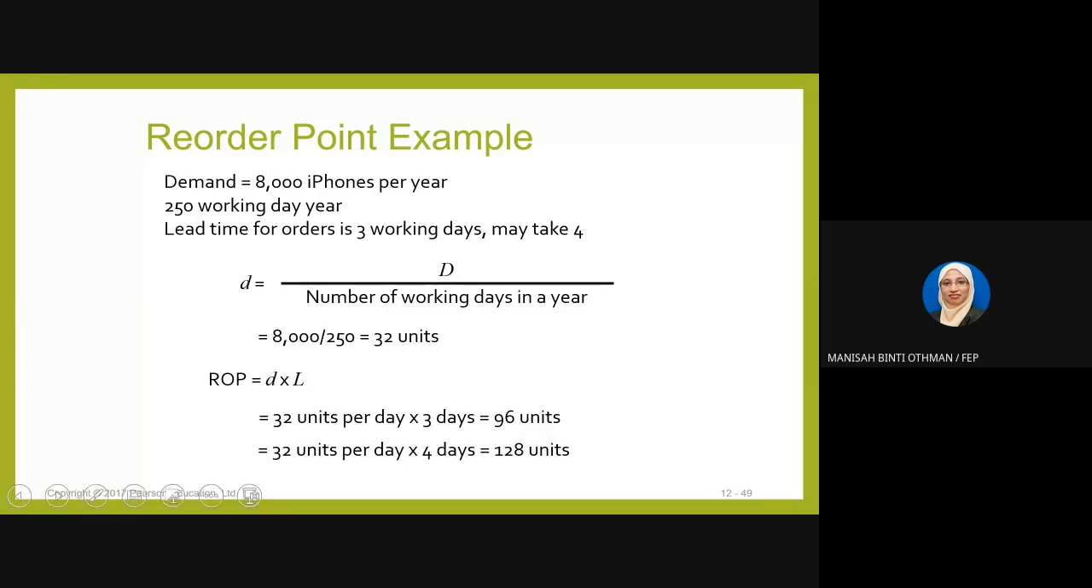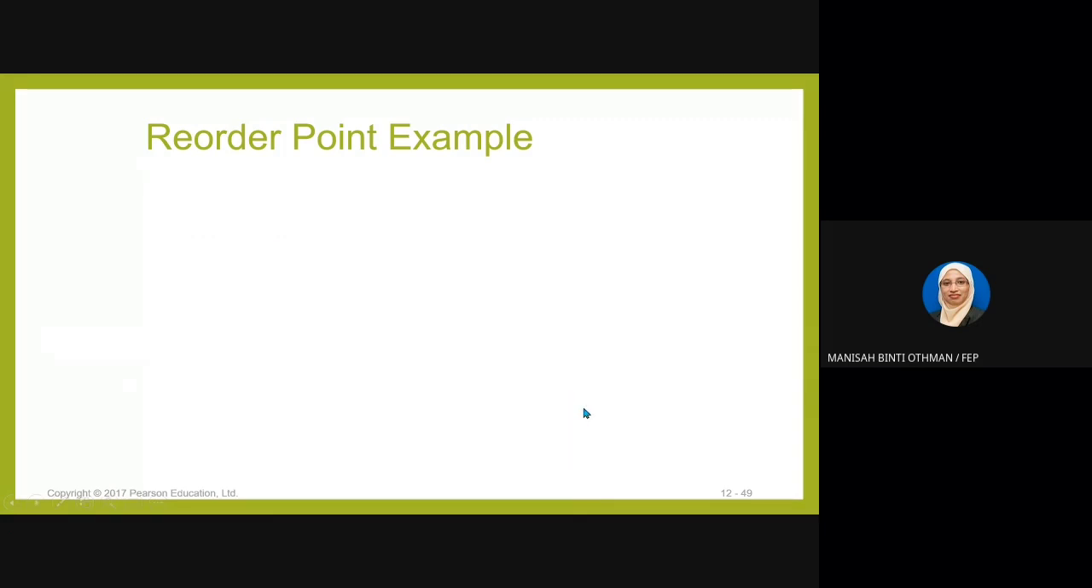Okay, the reorder point. If you want to have safety stock, let's say in case sometimes it takes 3 days, sometimes 4 days. Okay, it may take up to 4 days. So if you consider 4 days, the company should order at the point of 128 units. It means that when you use up the stock down to 96 units, then you should reorder again. Okay, I go back to the diagram here.